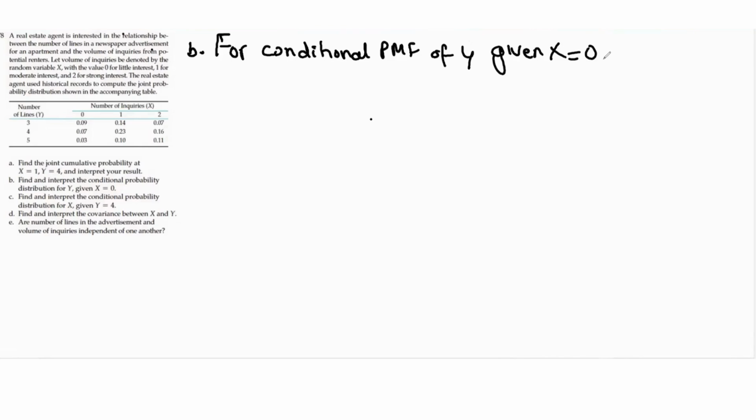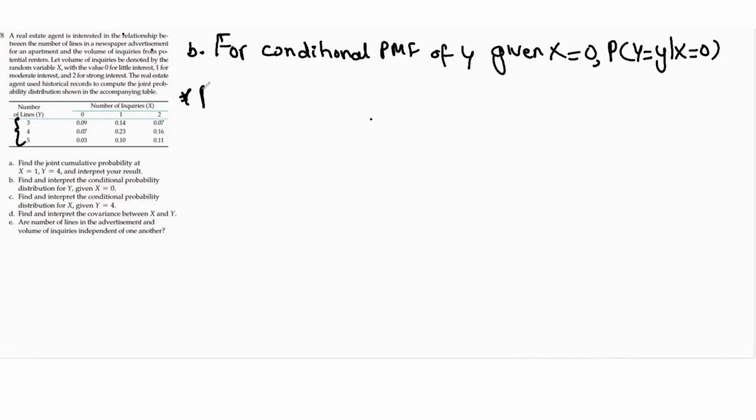Part B is for the conditional PMF of Y given X is equal to 0. That's what we want to find, the conditional PMF of Y given X is equal to 0. So we essentially want to find the probability Y is equal to y given X is equal to 0 for all possible values of Y. And we know these are the possible values Y can take: 3, 4, 5.